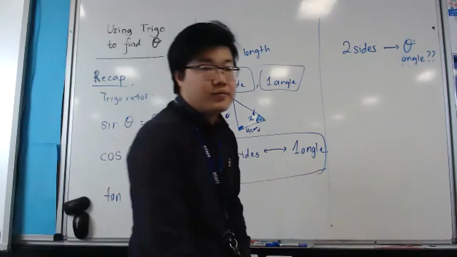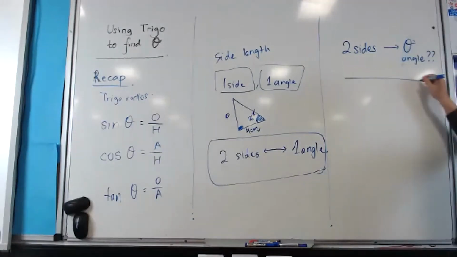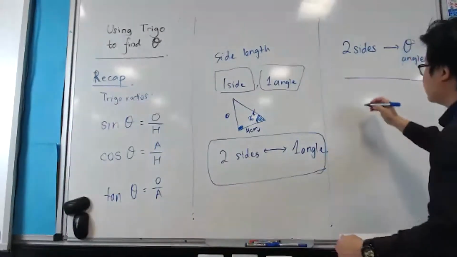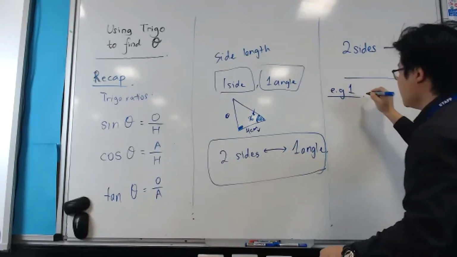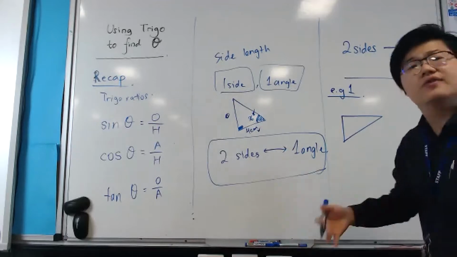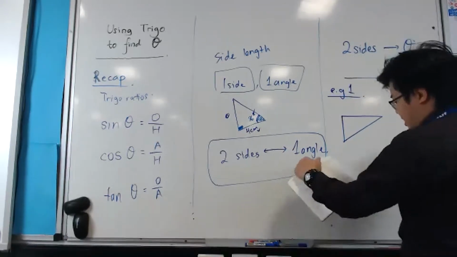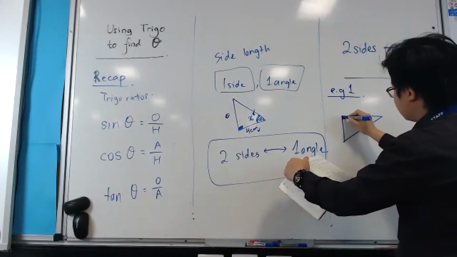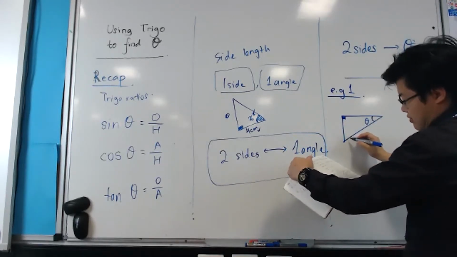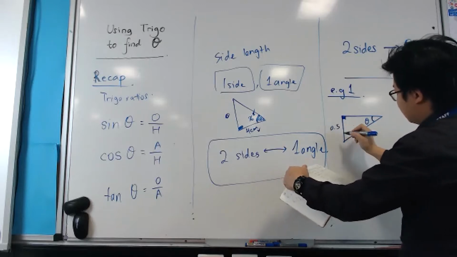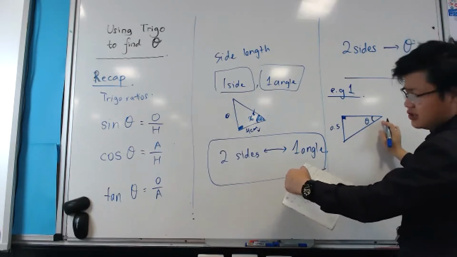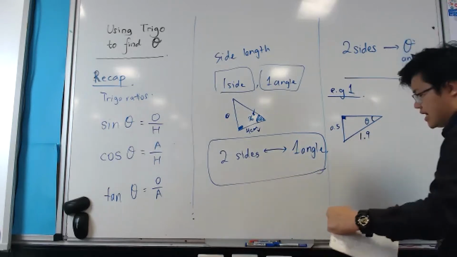Hi Grace. Now let's get started. I'll give you an example. Example number one: draw a right angle triangle like that. We'll learn through examples, it's easier that way. The right angle is right there, and then you've got your theta, the reference angle. The length of that side is 0.5, and the length of the hypotenuse is 1.9.